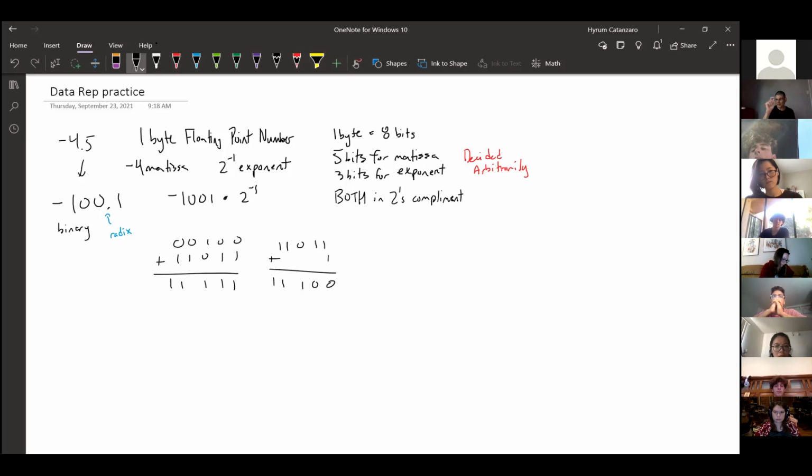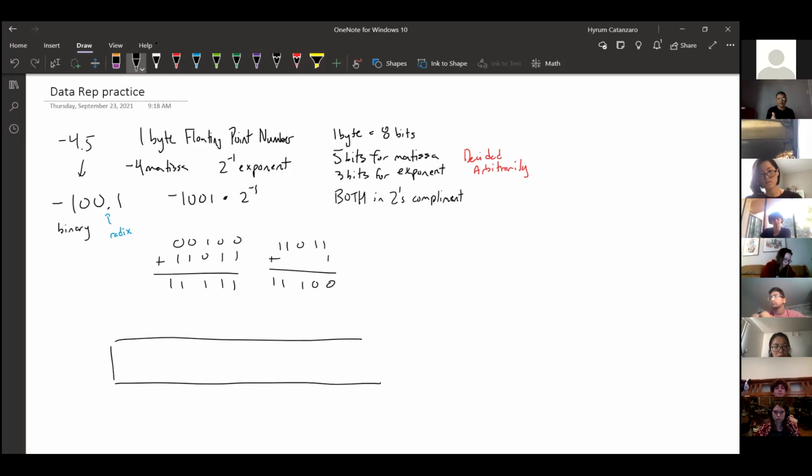So you can create a box with 8 cells, and we got the first 5 cells now, right? And you can fill it in 1, 1, 1, 0, 0. Now we want to find the exponent, right? This is -1 in 3-bit 2's complement. Actually, you divide it up equally. Oh, I see, you're doing it the right way. That's really the correct way to divide up. I used to do that in class.